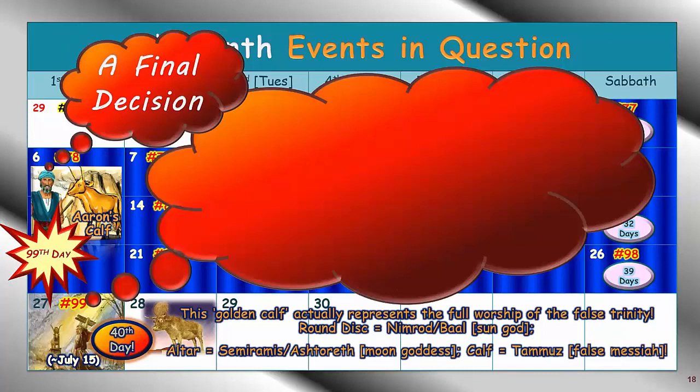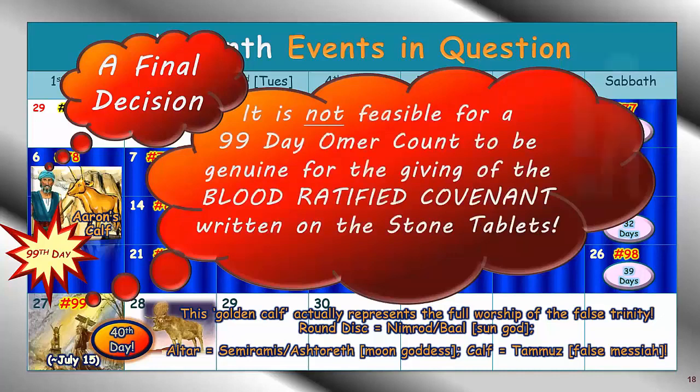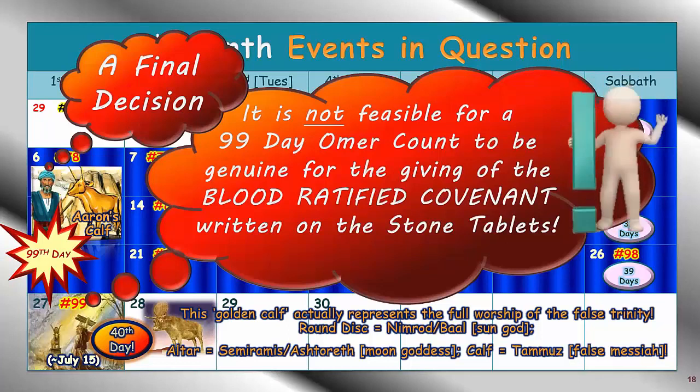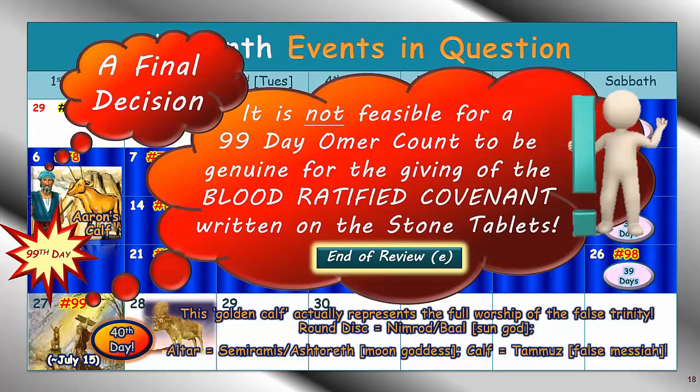Is it any wonder, if you look in the corner picture here, is it any wonder when you see Moshe holding up the tablets and he's about to destroy them? Why? Because the covenant has been destroyed, and he is showing that physically. He is some upset, and justifiably so. It is not feasible for a 99-day Omer count to be genuine for the giving of the blood-ratified covenant written on the stone tablets. This is the end of review E.